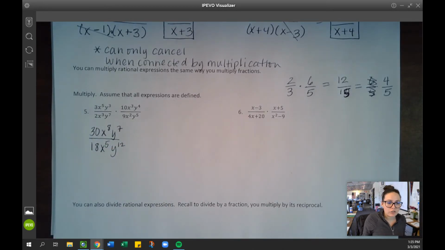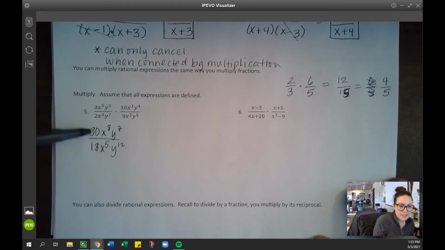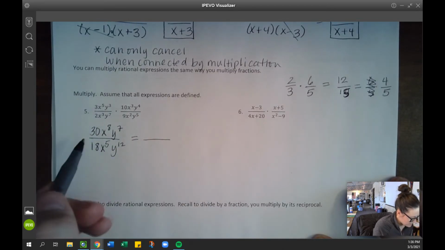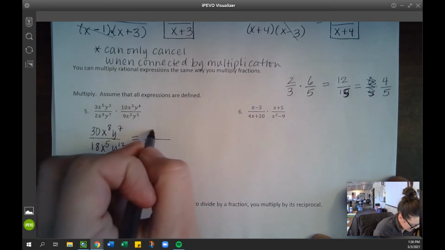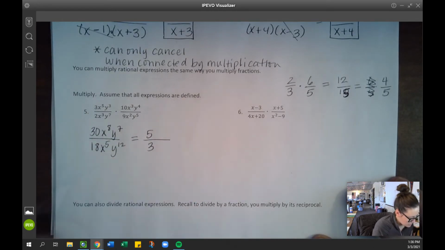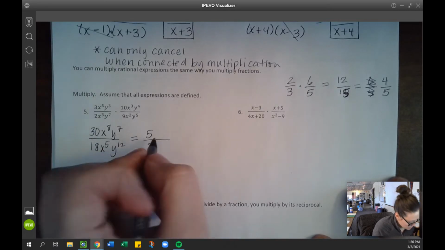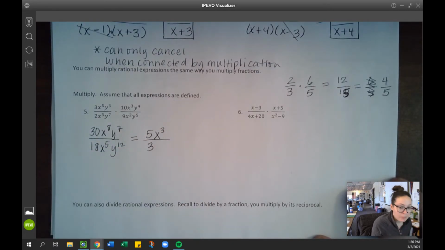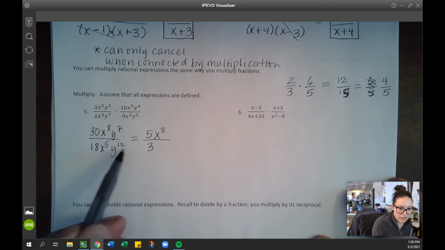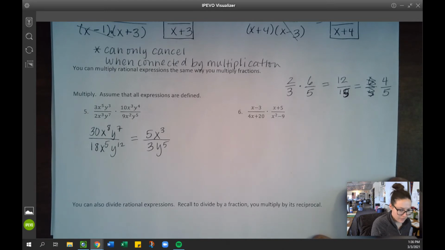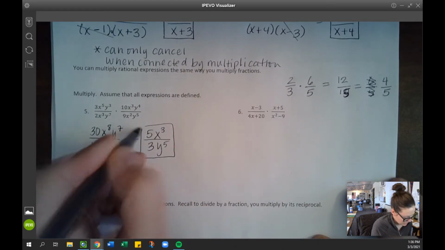And once I've multiplied across, I'm going to see if I can simplify. So 30 over 18, anything I can divide both 30 and 18 by? Yes, I can divide them both by 6. So 30 divided by 6 is 5. 18 divided by 6 is 3. Now I look at the x's. Are there more x's on the top or on the bottom? In this case, we have x cubed on the top. And for the y's, we have more y's on the bottom. So we have y to the 5th. And that would be our simplified answer there.